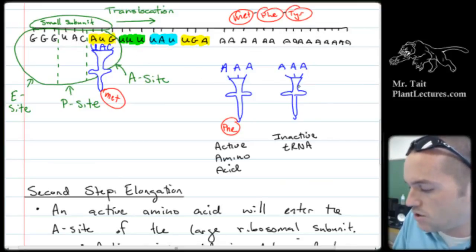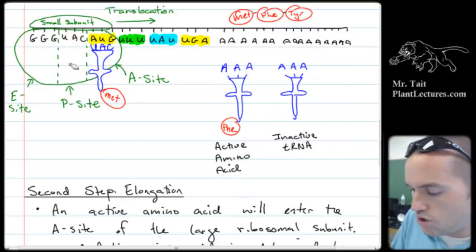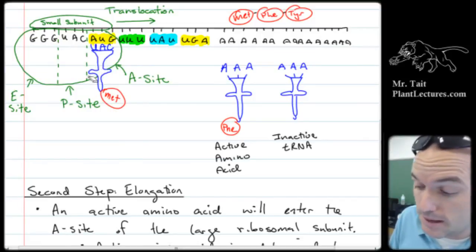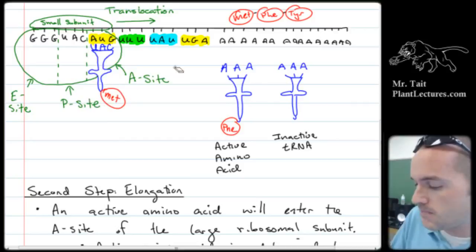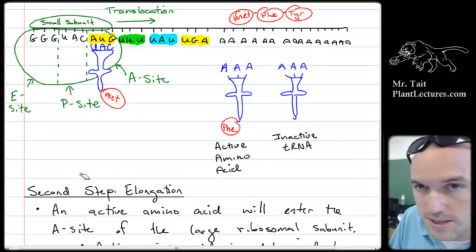And in the A site, new amino acids will enter. In the P site, the polypeptide chain will be held, and in the E site, the tRNA exits, until it reaches this thing, which is UGA. And instead of having a tRNA go into the UGA spot, it's this protein called a release factor that breaks the small and large ribosomal subunit away, and it releases the polypeptide from the P site.